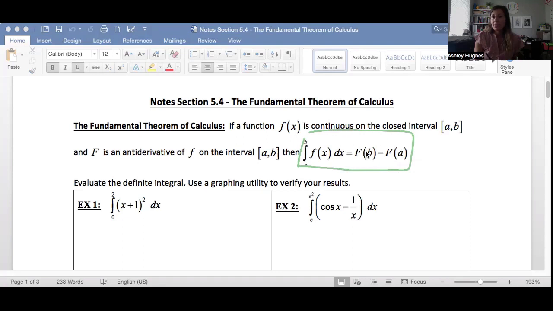So I might link a silly video of some kids singing a song that helps you remember this. But the integral from a to b of f of x is equal to F of b minus F of a. So what does that look like?